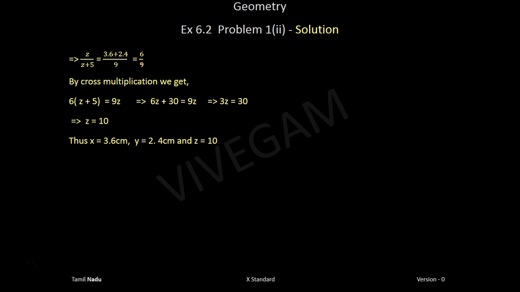Now you cross multiply. So 6 into Z plus 5 will be equal to 9Z, or 6Z plus 30 will be equal to 9Z, or 3Z will be equal to 30, or Z will be equal to 10. Therefore, X equal to 3.6, Y equal to 2.4, and Z equal to 10 are the three required measurements. Right? I hope I made it clear.